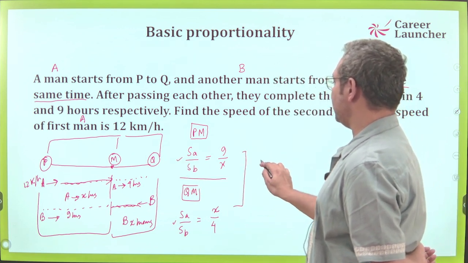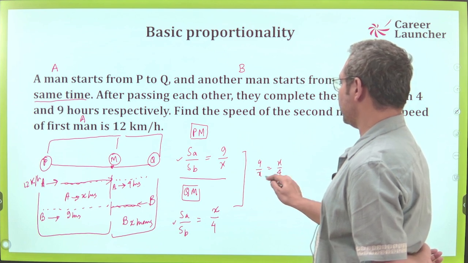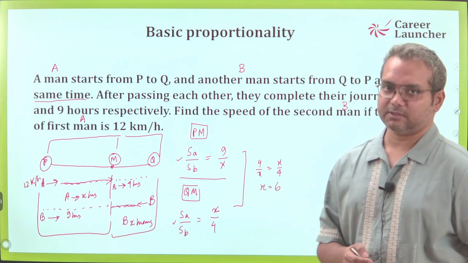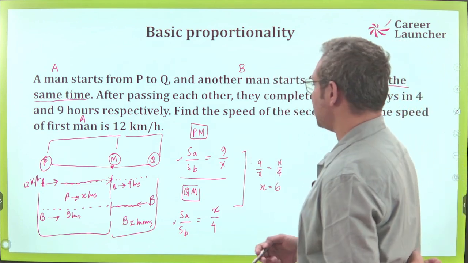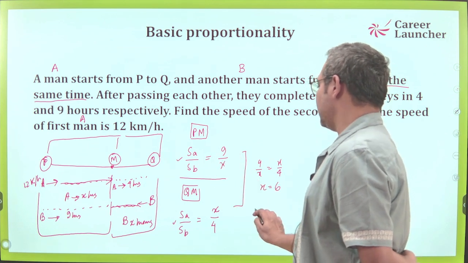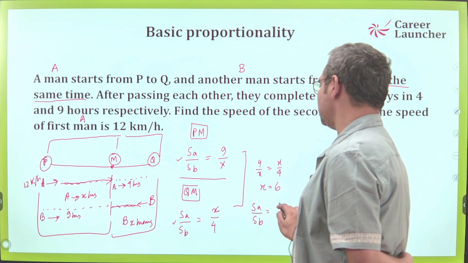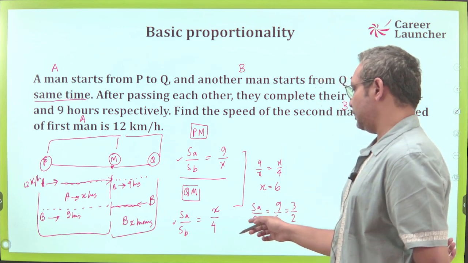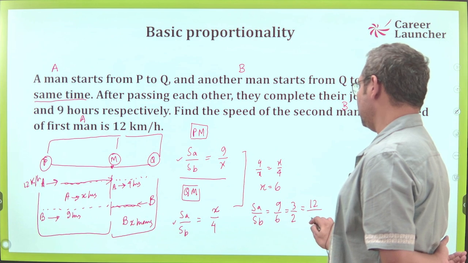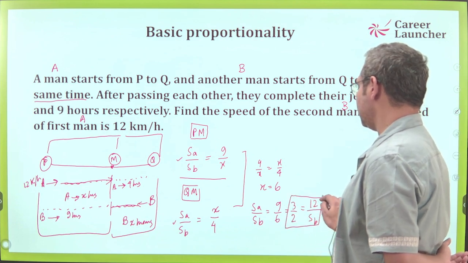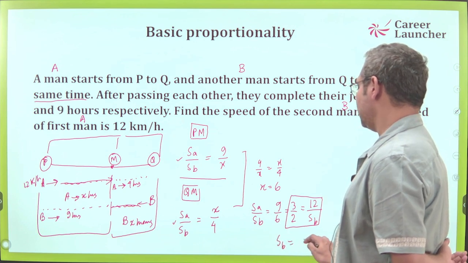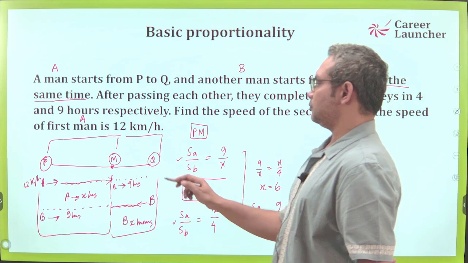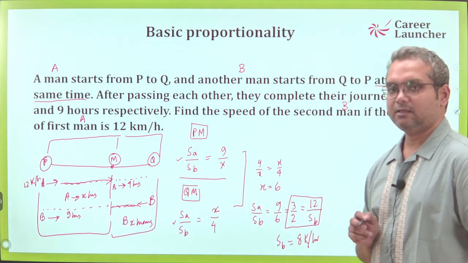So combining we get 9 over X equal to X over 4. So X squared is 36, so that gives us X as 6. So that means the meeting time is 6 hours. Now once we know that the meeting time is 6 hours, from here or here we can get speed of A to speed of B, the ratio to be 9 over 6, which is 3 over 2. But we already know that A speed is 12 and we need to find B speed. So from here speed of B becomes 24 over 3, 8 kilometers per hour. So we have used the proportionality concept and solved this question.